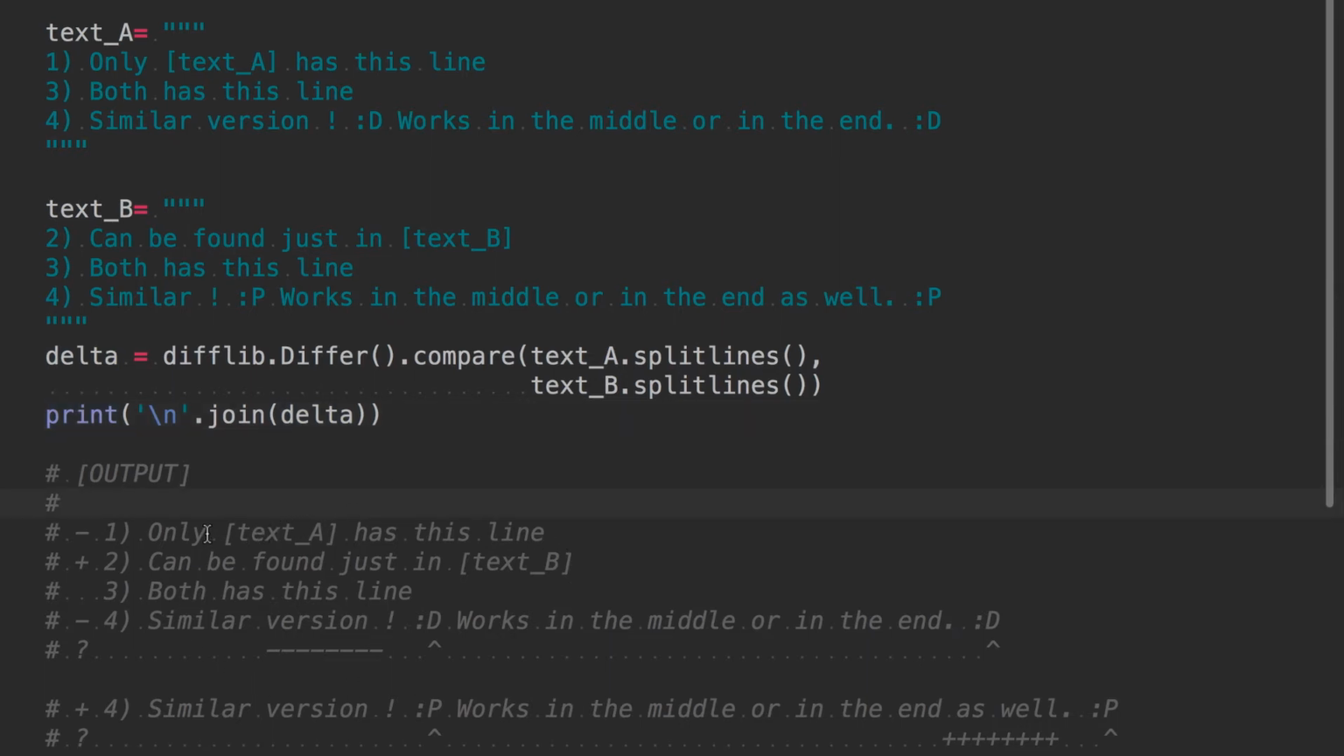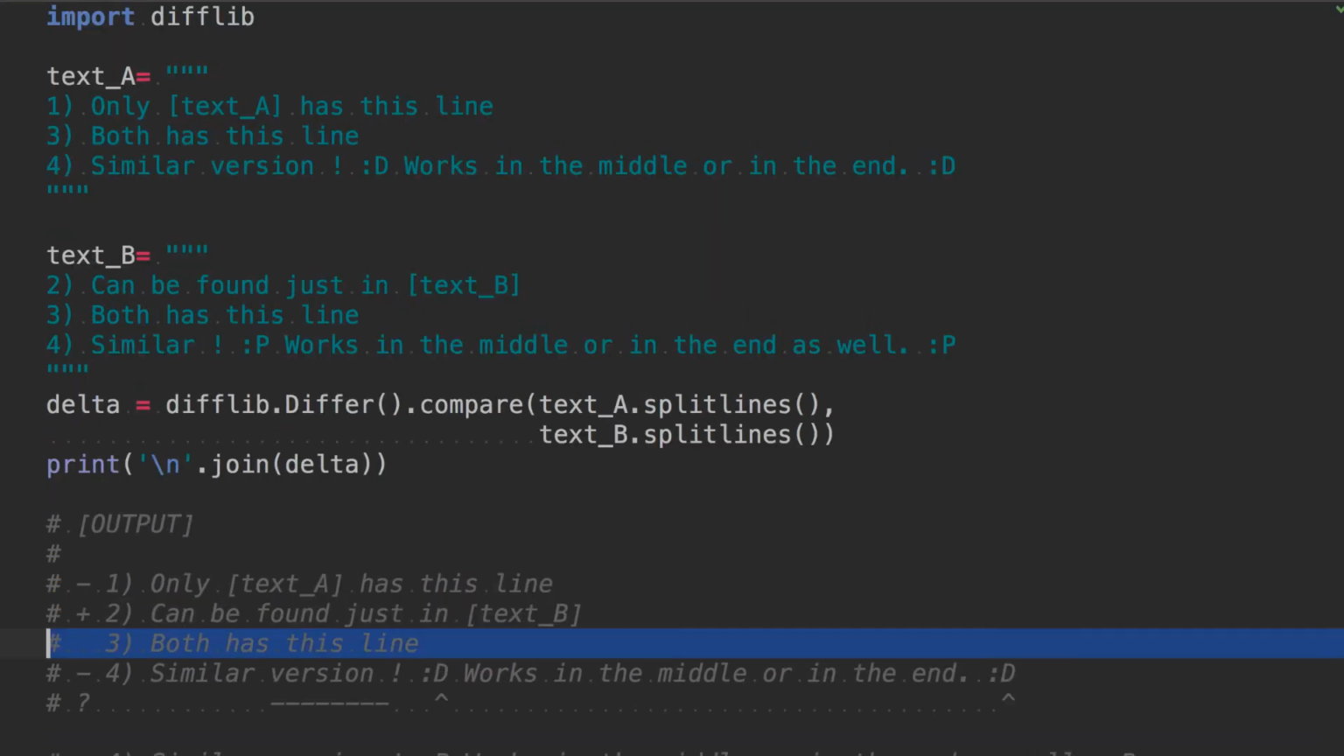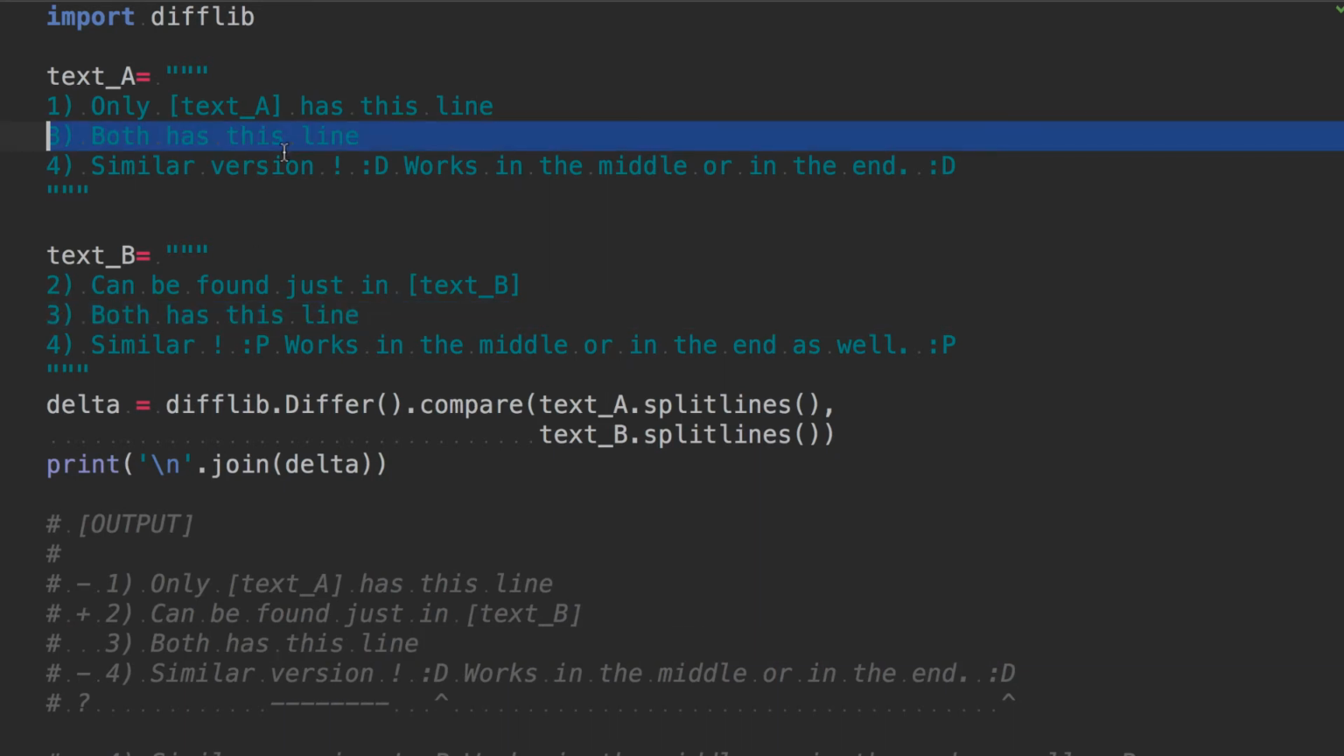At the beginning of the lines, you may see 4 different signs: minus sign, plus sign, question mark, or just white space. The minus sign means a line exists in the first text but doesn't exist in the second. The plus sign means the opposite, a line exists in the second text but doesn't in the first. If there is just white space, it means both texts contain the line at the same place.